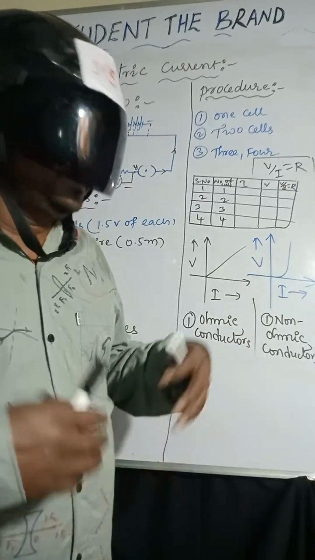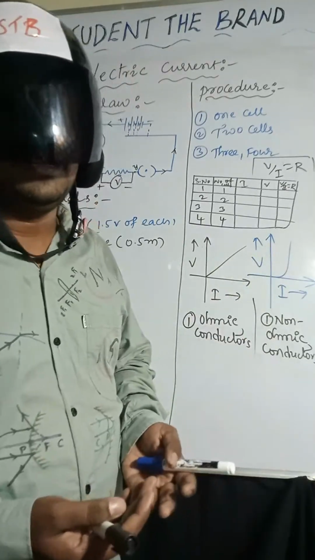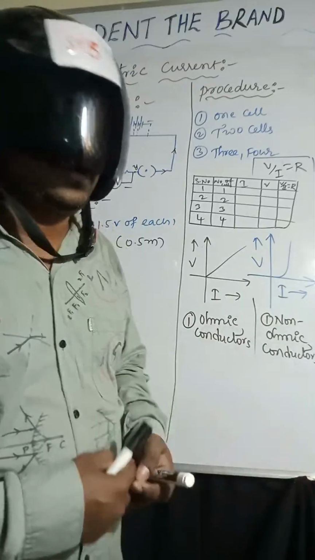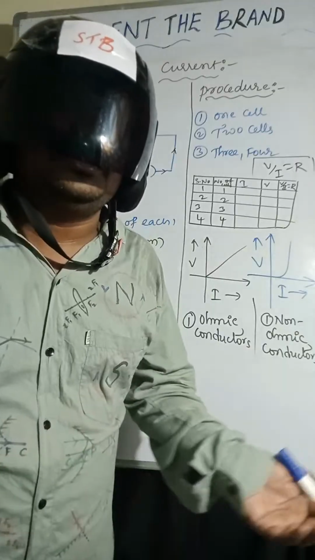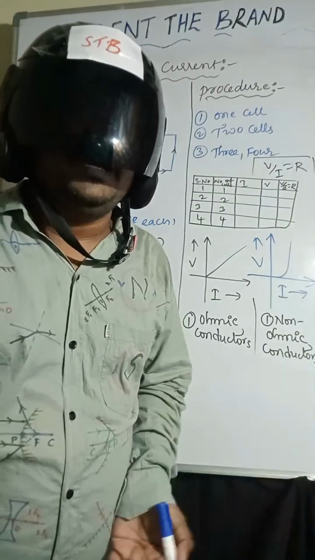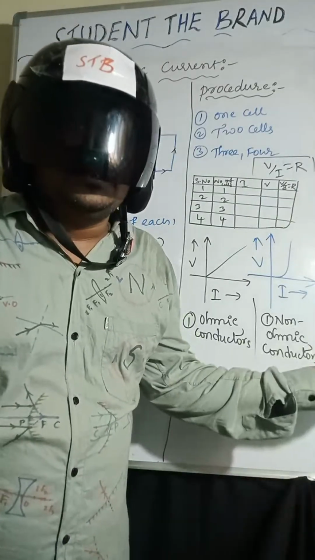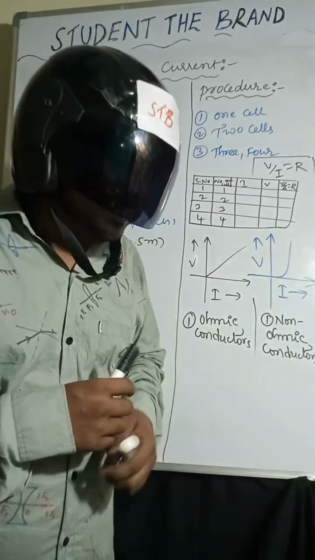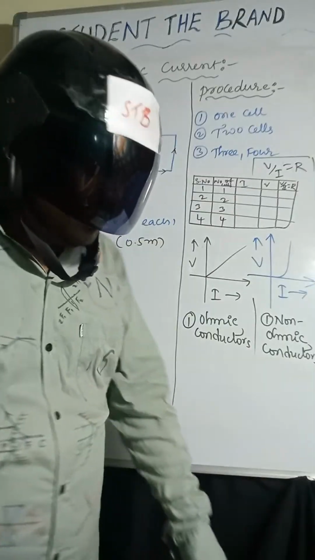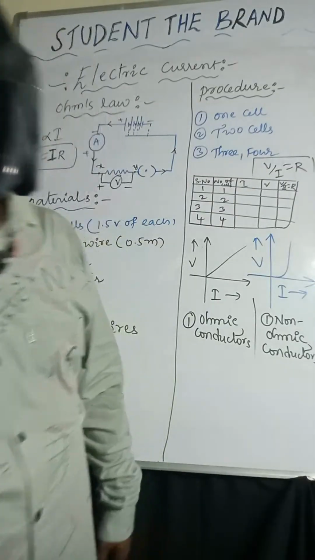Sir, what is an ohmic conductor and what is a non-ohmic conductor? The conductors which obey Ohm's law are called ohmic conductors. The conductors which do not obey Ohm's law are called non-ohmic conductors. I hope it's very clear, right?